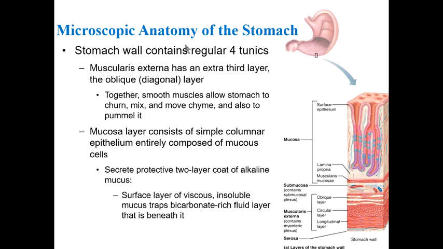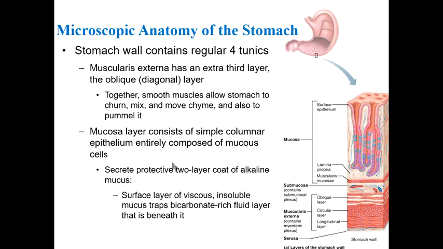And the stomach, like all alimentary canal organs, will consist of the 4 tunics, or layers. The muscularis externa, we saw in the previous slide on the image that it has that extra oblique layer of muscle that allows the stomach to churn, mix, move chyme, to pummel it, to break material down. The mucosa layer, or the inner layer, is simple columnar, as is typical with the alimentary canal, but it's composed entirely of mucus cells.